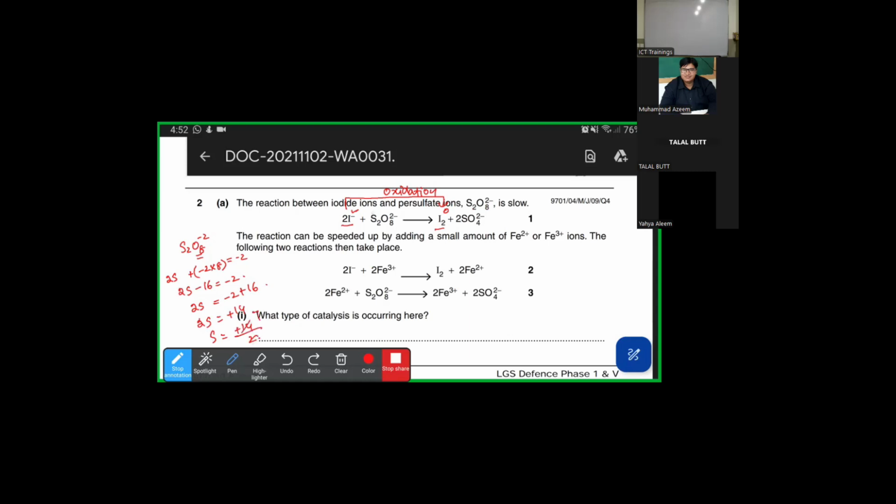So the oxidation state up here is plus 7, and down here it is plus 6. So plus 7 to plus 6, that is reduction. So reduction is going to occur.